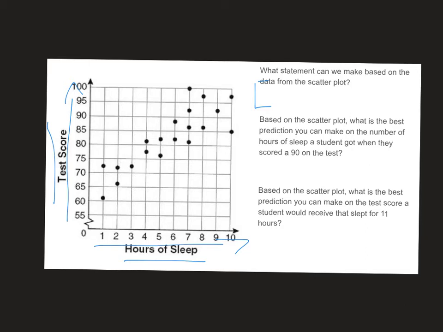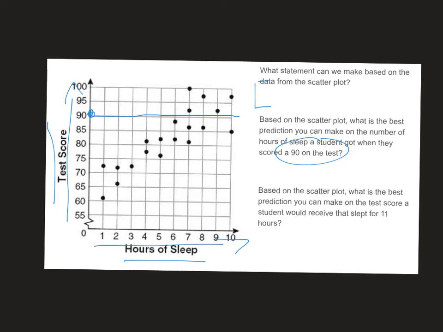So now let's go ahead and look at what the question's asking us to predict. It says, based on the scatter plot, what is the best prediction you can make on the number of hours of sleep a student got when they scored a 90 on the test? So first things first, 90 on the test means my y-axis. Here's a 90. Let me slide across. And I want to see where my trend line's going to hit. So if you remember from the last video, we're doing Goldilocks. If you want to try it by yourself, pause it right now and try it on your paper. If not, let's get going.